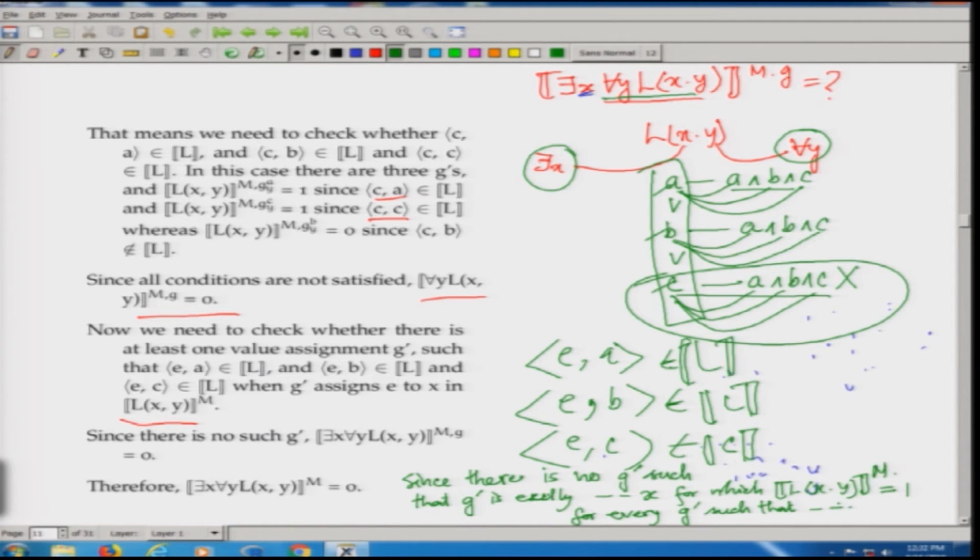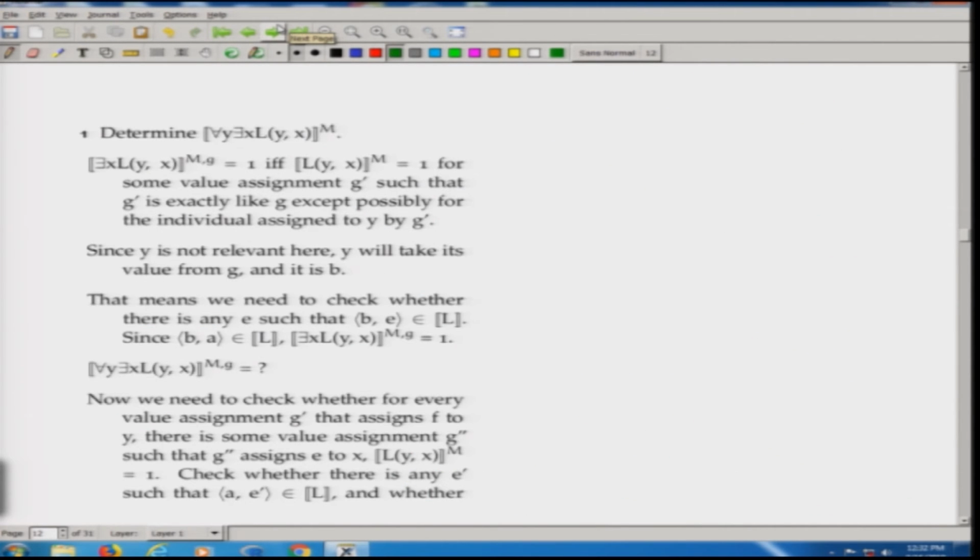it is exactly like G, except possibly for the variable. In this case the variable is y, right. So you have the language from the rule. I am not writing the whole thing, but this will be the structure. So since this, therefore we say that the value of this will be 0, right. So this is how we calculate one thing. Now we may consider the next thing.